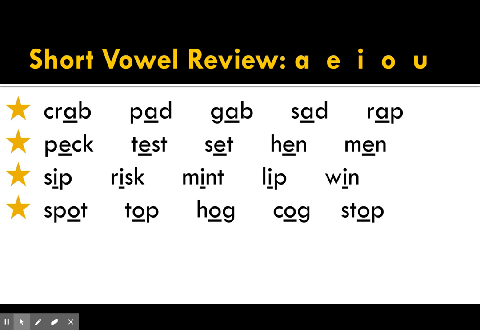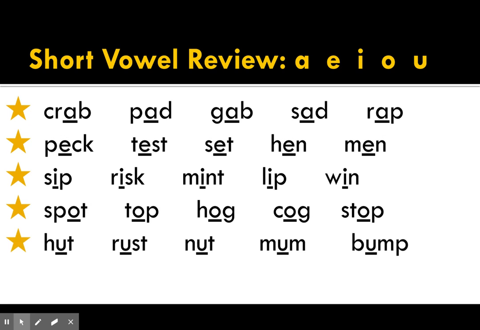All right, short vowel O, ah. So far we've had the ah, eh, ih. All right, listen to me as I read them. Spot, top, hog, cog, stop. Okay, now you read them with me. Spot, top, hog, cog, stop. And our last vowel is the short U sound. Listen to me read them.